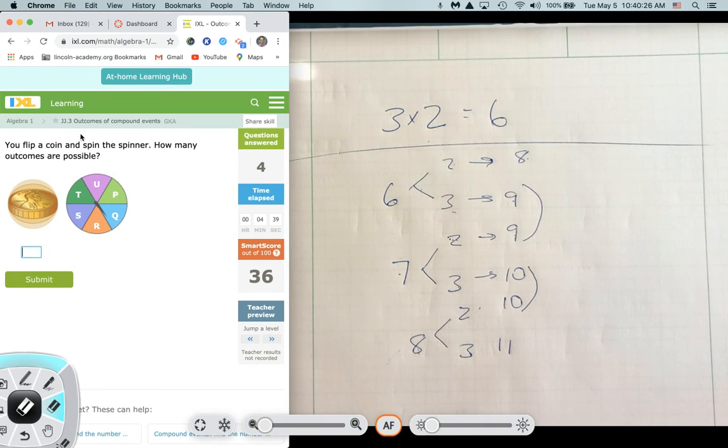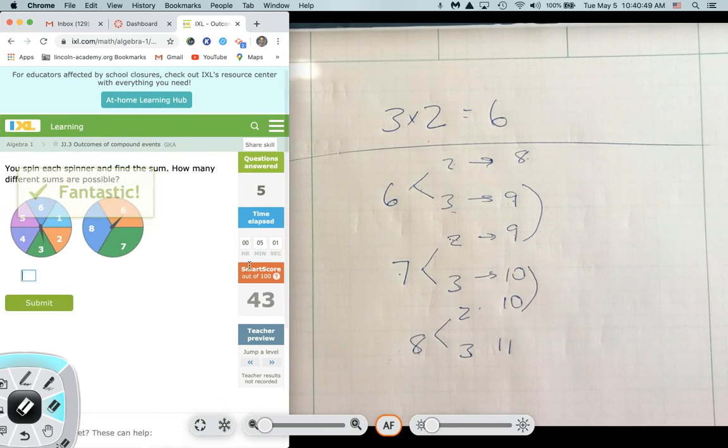Here, you flip a coin and spin the spinner. How many outcomes are possible? Again, 2 possible outcomes on the coin. There looks like there's 6 possible outcomes on the spinner. 2 times 6, or for every one on the coin, there's 6 of these. So if I get a heads, I can get 6 possible outcomes. If I get a tails, I get 6 possible outcomes. That's a total of 12 outcomes, or 2 times 6.